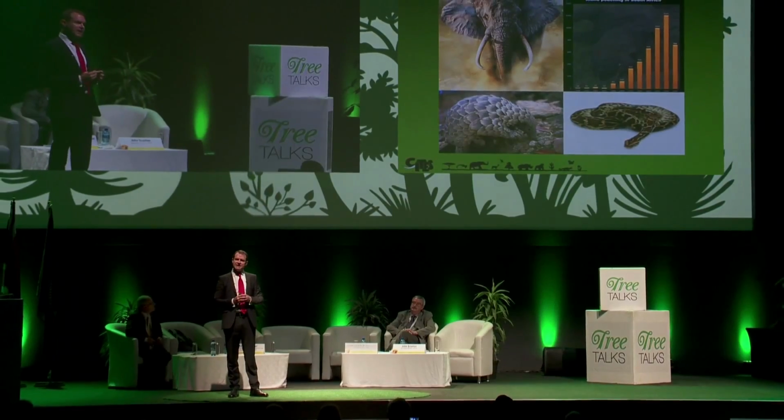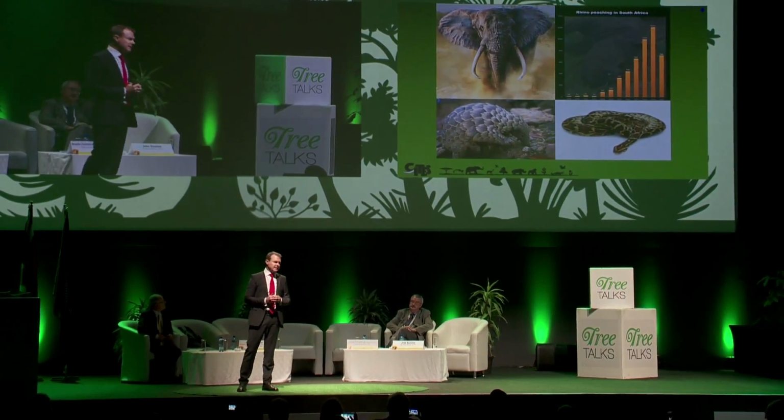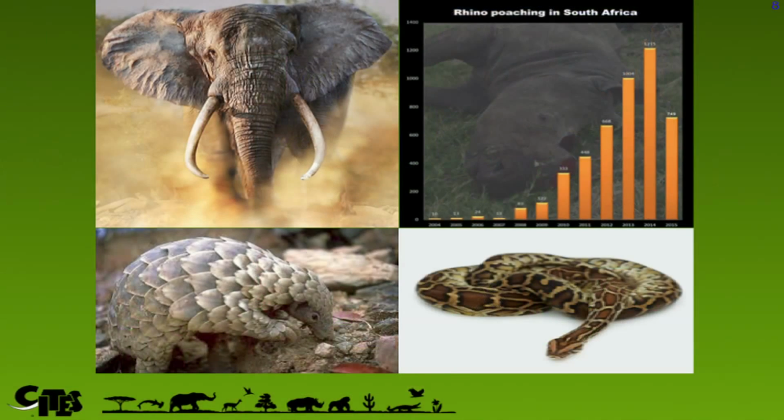This illegal trade is having a particular impact on species found here on the African continent. The African elephant, it is estimated that in the order of 100,000 elephants were slaughtered for their ivory in the course of just 3 years.